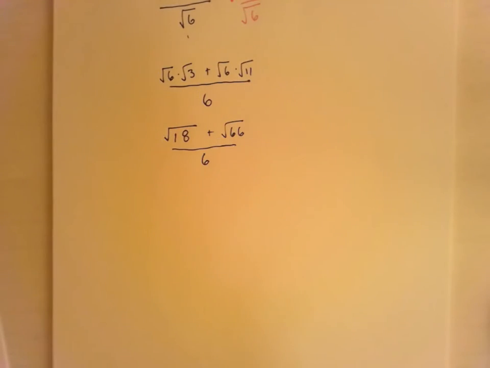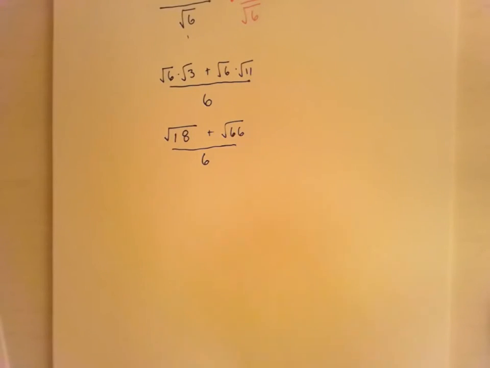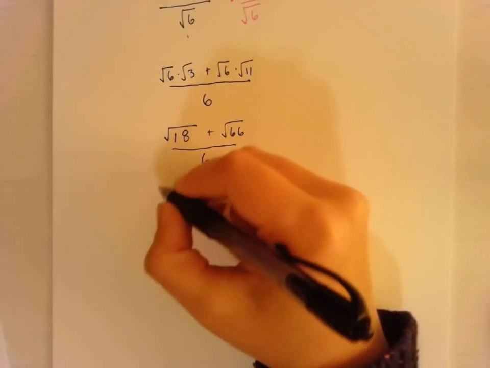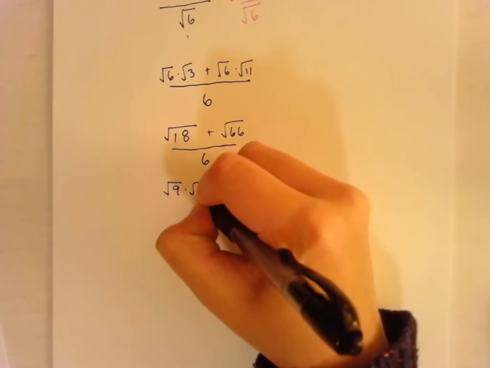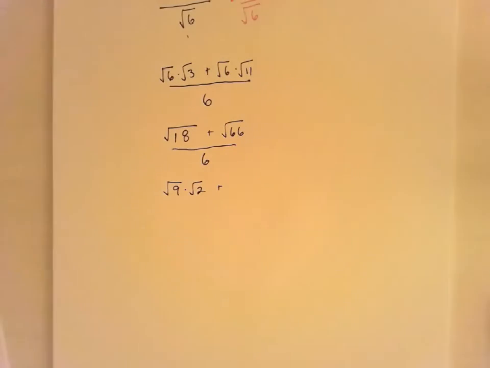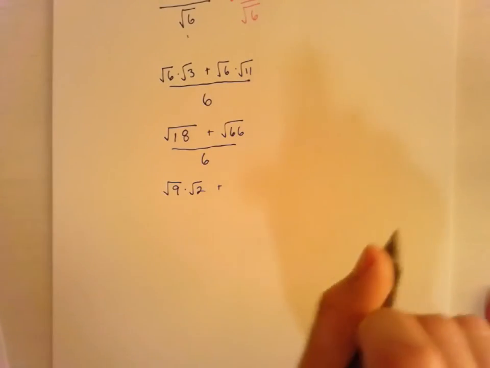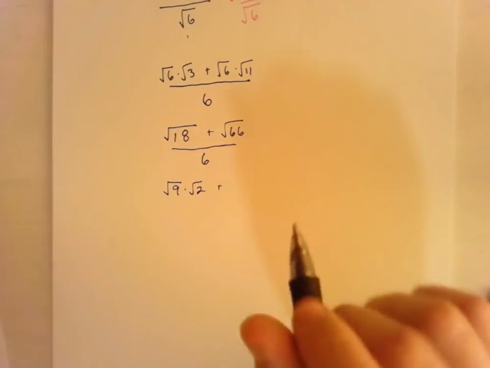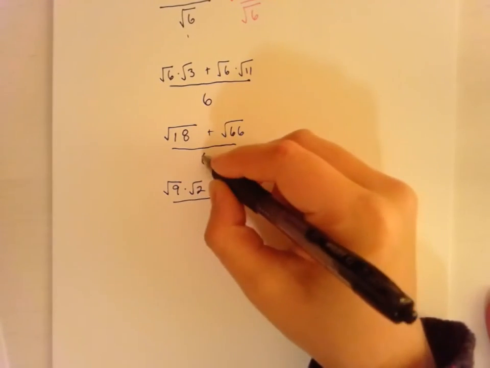And again, your calculator can manage these two pieces on its own, but I want you to challenge yourselves here and think about what perfect square fits into 18. The answer there is going to be 9. So we should break it up as radical 9 times radical 2 plus, what you may have found out already if you used your calculator, is that radical 66 can't be simplified. There are no perfect squares that fit into 66, so we leave it as just radical 66. And of course, we still have our denominator of 6.